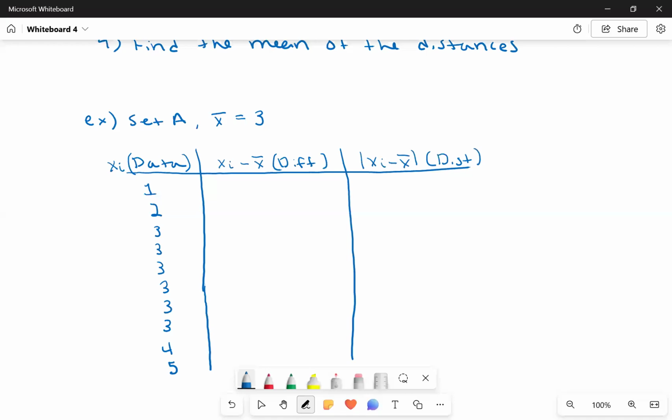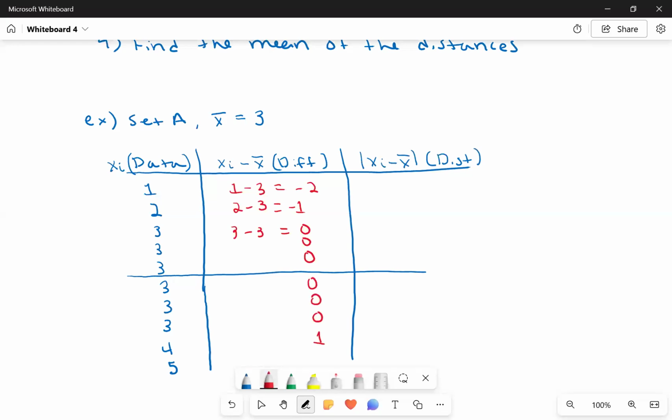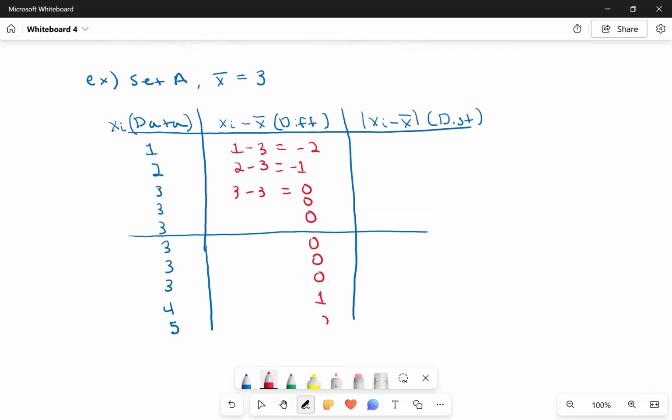So from each of these data values, I'm going to subtract 3. I'm going to write it down for the first couple. 1 minus 3 is negative 2. 2 minus 3 is negative 1. 3 minus 3 is 0. And then I'm going to get 0, 0, 0, 0, 0, 0. 4 minus 3 is going to be 1. 5 minus 3 is going to be 2. And there we go. Okay, so now I'm going to make every single one of these positive.